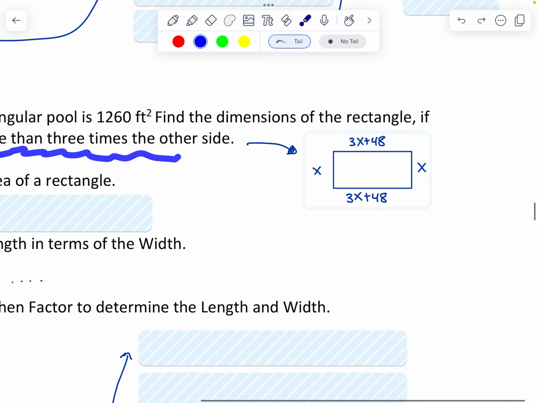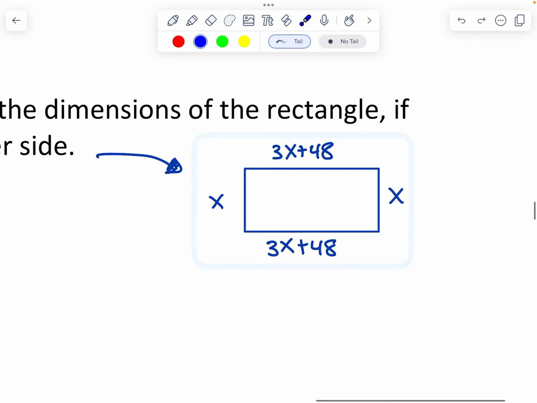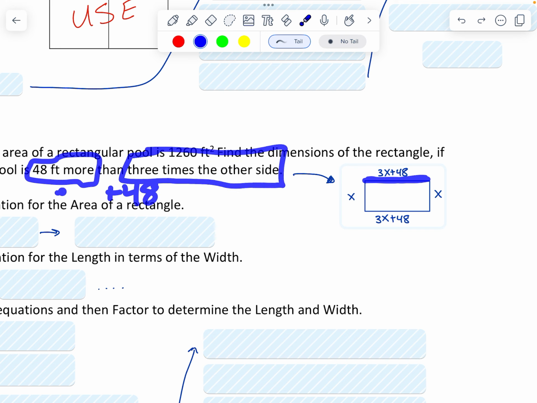Here's what our rectangle could look like. Our other side we can just call x. And one of our sides is 3 times more plus 48. Again, that's 48 feet more, but plus 48. Then 3 times the other side, there's your 3x.